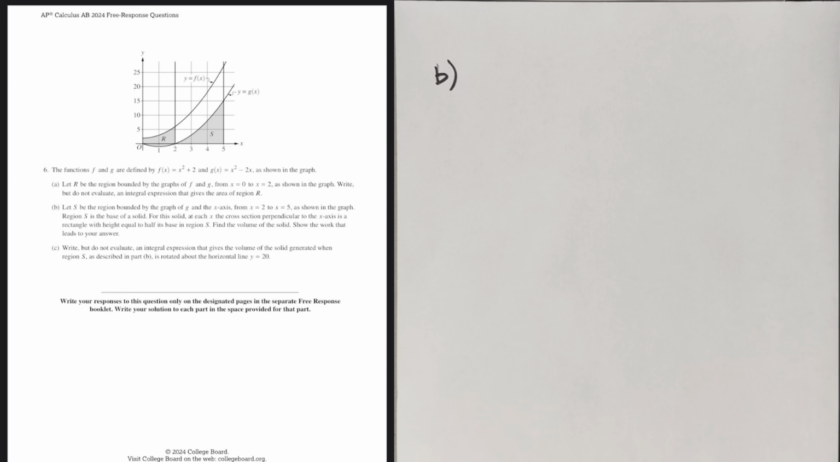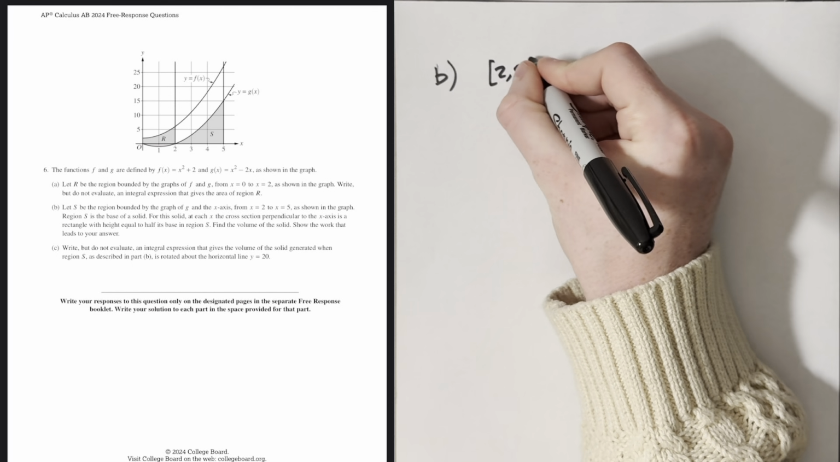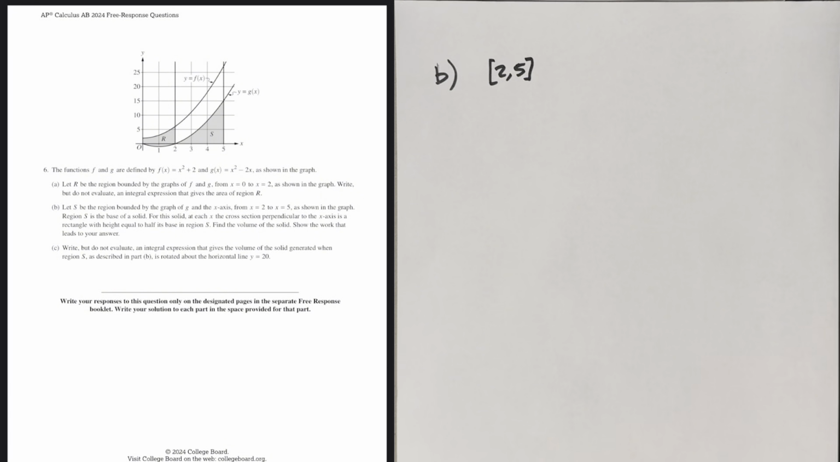Part B says, let S be the region bounded by the graph of g and the x-axis from 2 to 5. So we're looking at the interval from 2 to 5. Region S is the base of a solid. For this solid, at each x, the cross-section perpendicular to the x-axis is a rectangle with height equal to half its base in region S. It asks us to find the volume of the solid and show the work that leads to your answer.